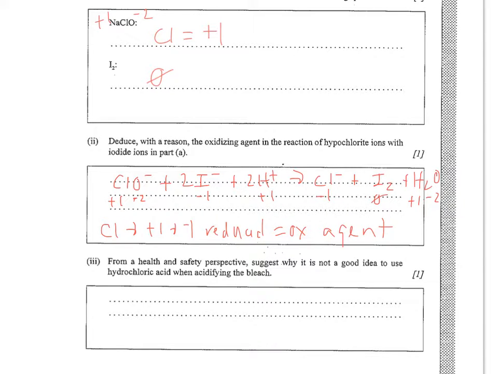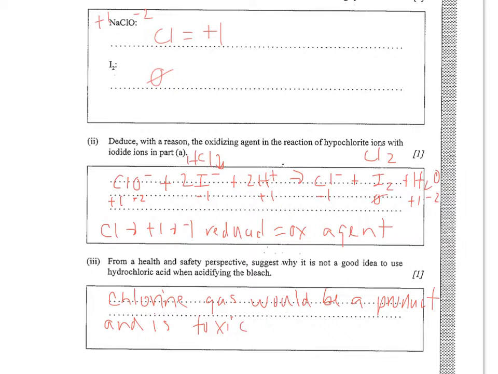Part 3 says, from a health and safety perspective, suggest why it's not a good idea to use hydrochloric acid when acidifying the bleach. Well, if we think about chlorine being in the place here, this is HCl, would provide a chlorine ion here instead, then over here we could expect to produce Cl2, and chlorine gas is toxic. So we could expect chlorine gas would be a product and is toxic. We don't want to be producing that, especially when there's an easy alternative.